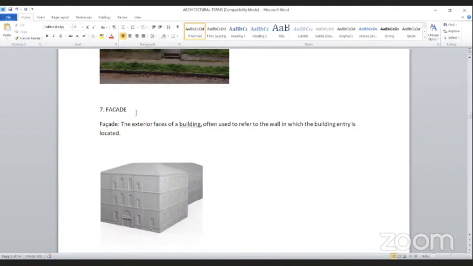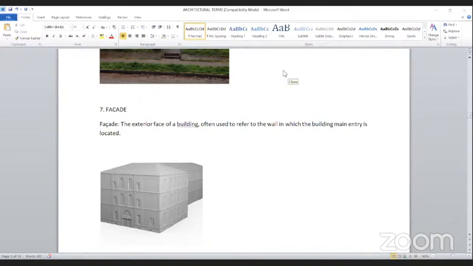Next, facade. Facade is the exterior face of a building, often used to refer to the wall in which the building entry is located. Building, main entries. Now see, this is the structure of a building, not the building itself. The front face of it, that you can see here, this is the facade of a building, meaning the main entrance is here. And from the front, only this part is visible, that is called a facade.